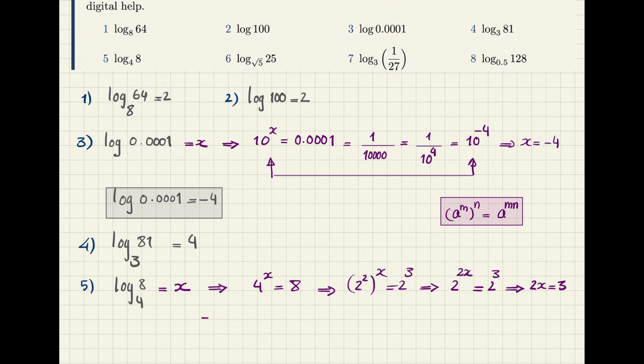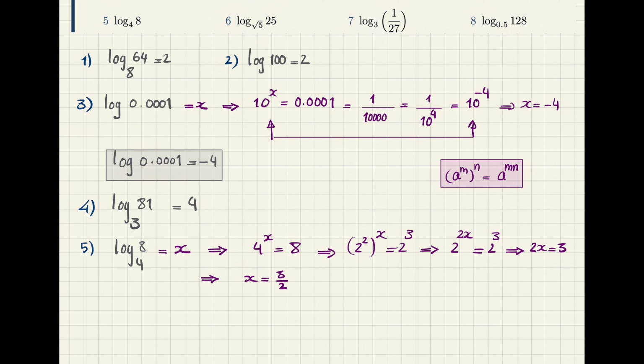And then because I am looking for x, I have to make x alone. I multiply by 1 over 2, it becomes 3 over 2. So that is what I get. And then it means that, yes, I have now my answer. Log of 8 in base 4 is exactly 3 over 2.